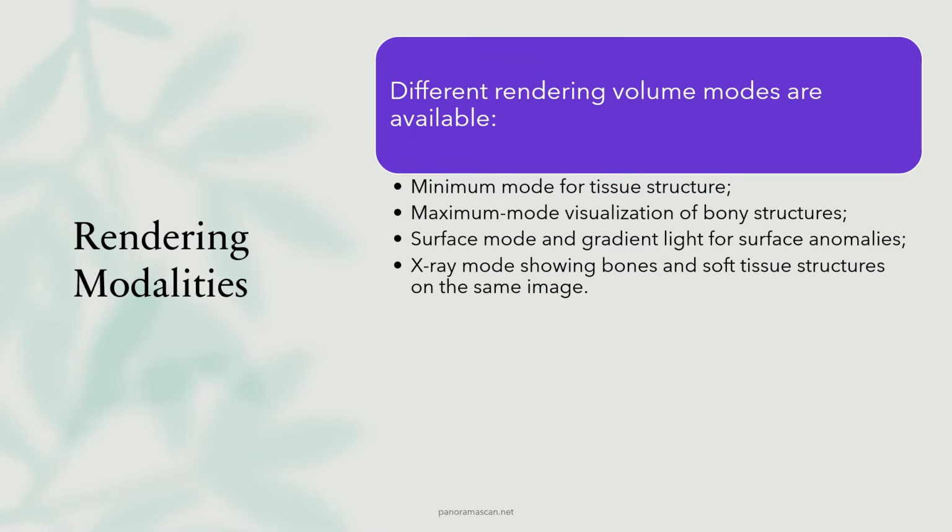Finally, X-ray mode offers a unique capability to visualize both bones and soft tissue in the same image. By combining information from both types of tissues, this mode provides a comprehensive view of the anatomical structures. The X-ray-like appearance helps distinguish between hard, dense bones and softer tissues, making it easier to evaluate their relationship and detect abnormalities or developmental issues.